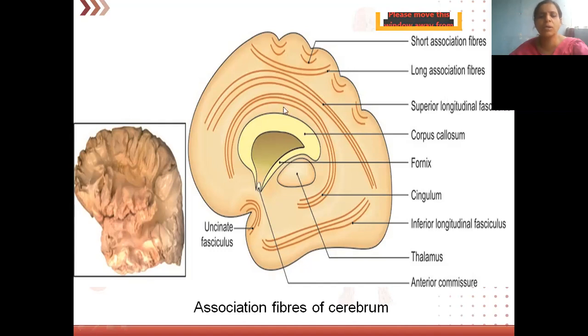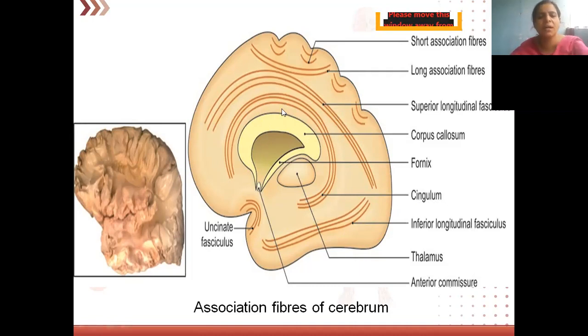Superior longitudinal fasciculus, check from where it is connecting. It is connecting the frontal lobe to the occipital lobe. Then the inferior longitudinal fasciculus is connecting the anterior aspect of the temporal lobe to the occipital lobe. Just above the corpus callosum also, we have white fibers, which are nothing but the cingulum, cingulate fibers. So all these are the connecting fibers which are connecting the cerebrum of the same side.